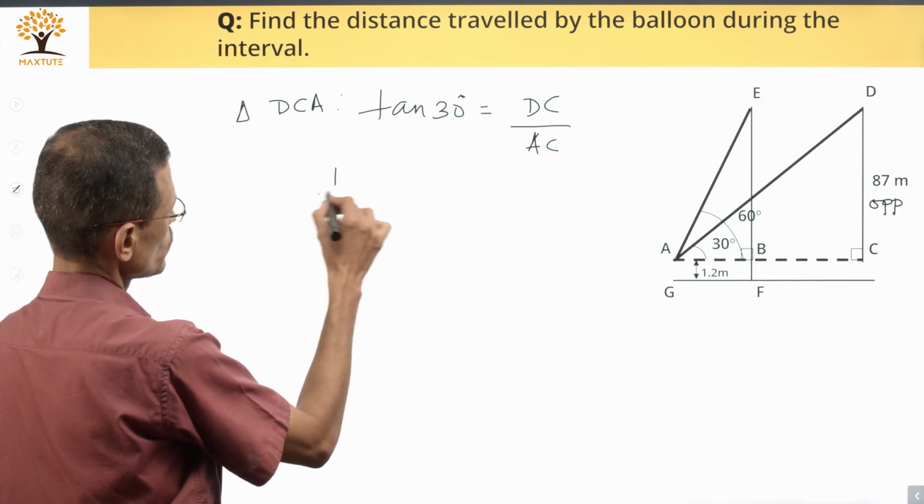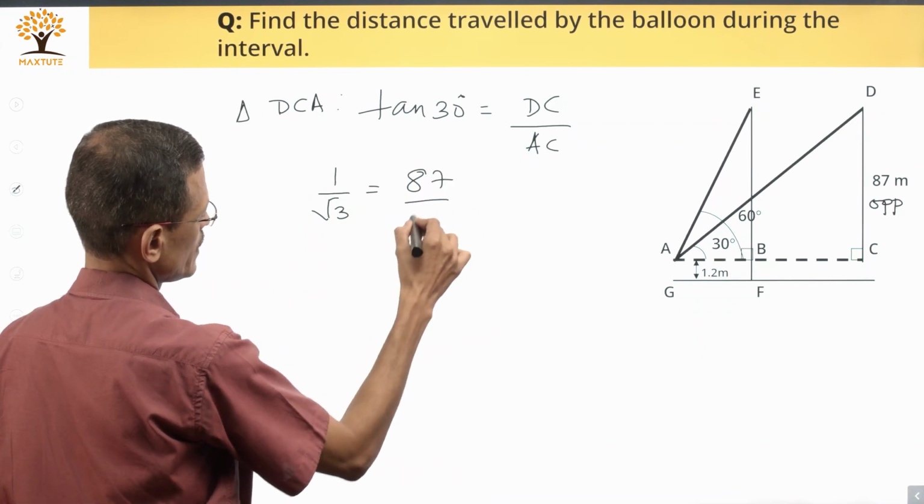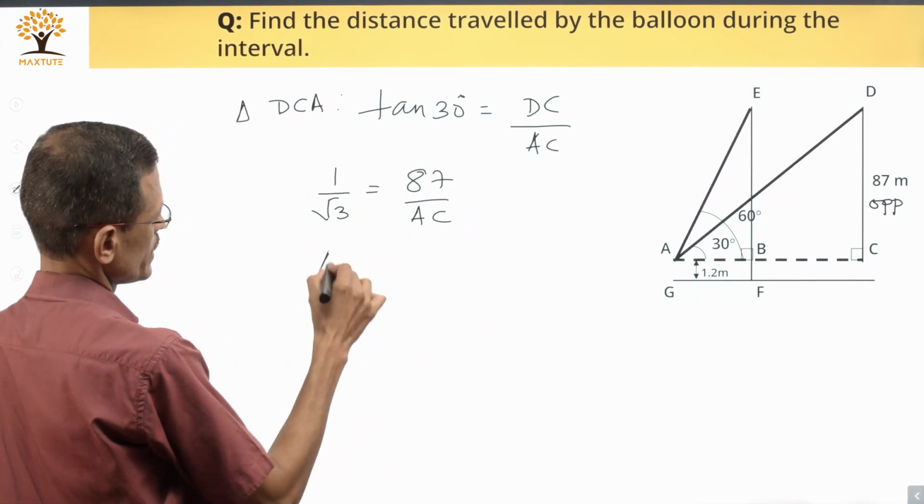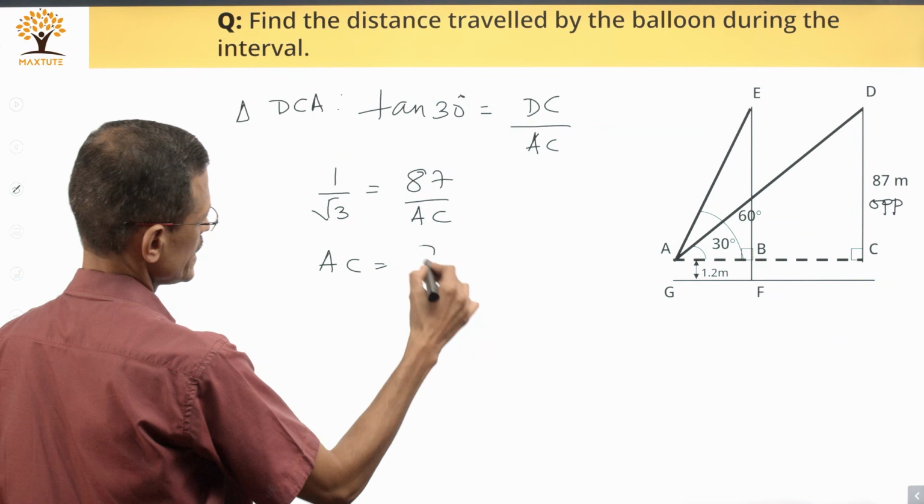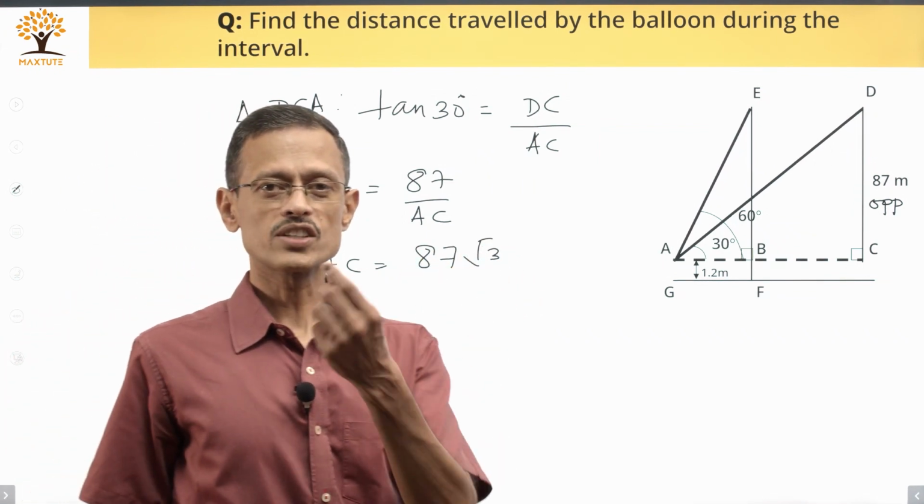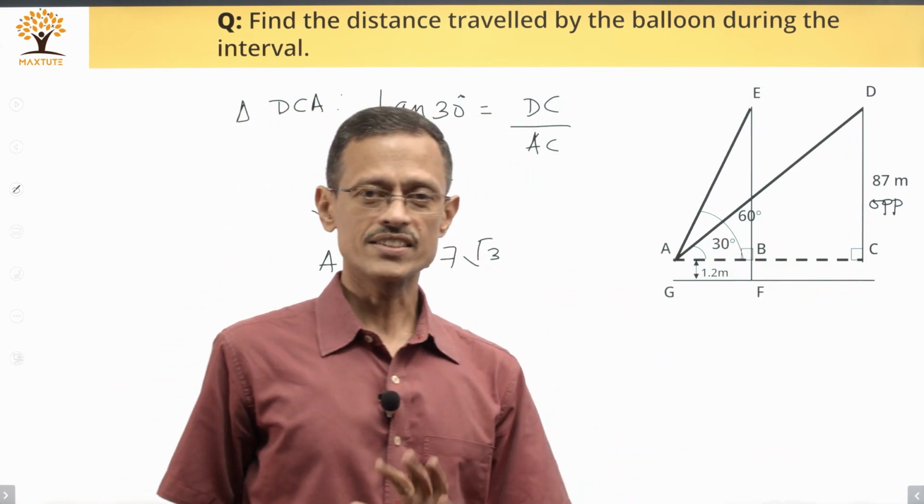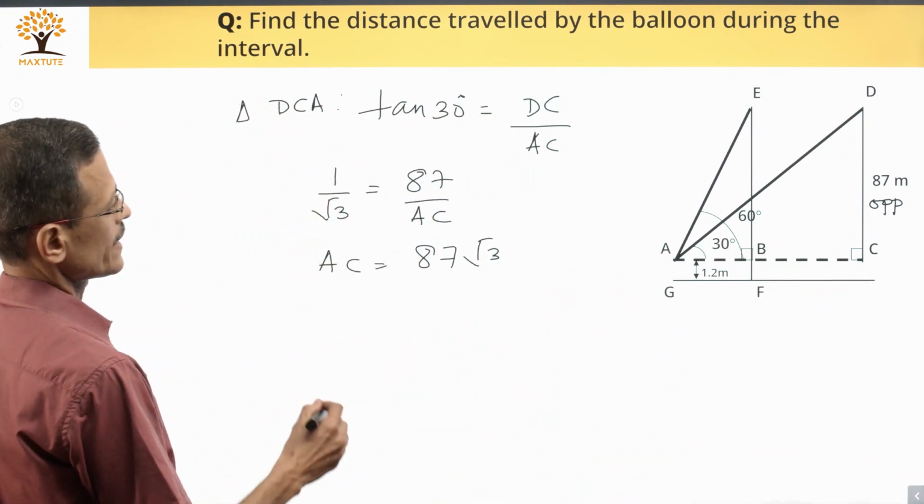Tan 30 is equal to 1 by root 3. DC is equal to 87. We'll have to find out the value of AC. So, AC, cross multiplying, is equal to 87 root 3. So, we needed to find out two things to compute the value that we are interested in, of which the first part is done, AC is done. Now, let's move on to right triangle EBA.